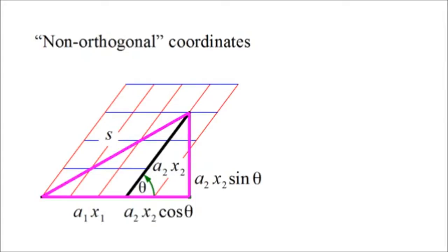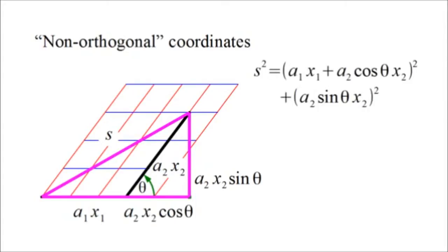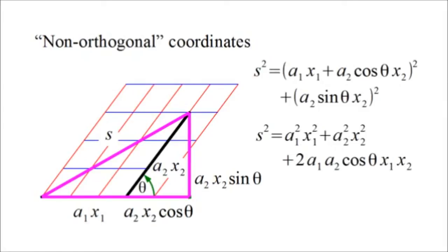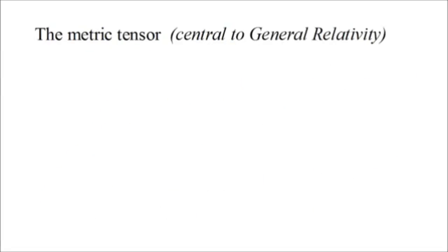Finally, we have a right triangle with s as the hypotenuse, and we can apply the Pythagorean theorem to find s. Expanding and simplifying the expression, we end up with our previous a1 squared x1 squared plus a2 squared x2 squared terms, plus a new term that contains both scale factors and coordinates and the cosine of the angle theta. When theta equals 90 degrees, that term goes away, since the cosine of 90 degrees is equal to 0, and this reduces to our previous result.